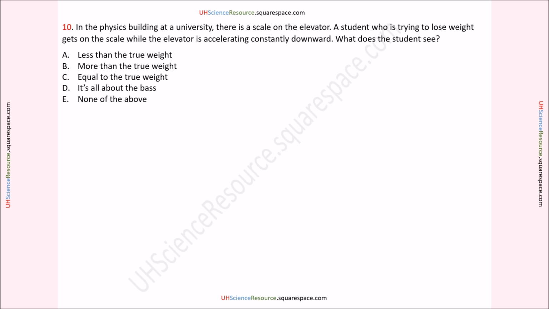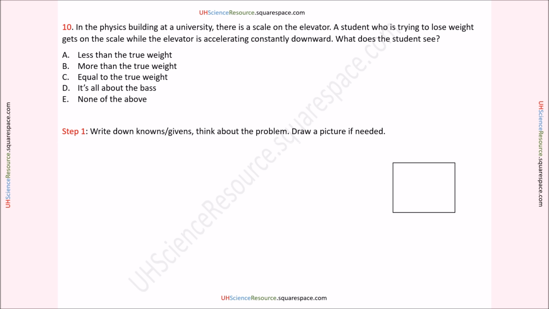This is question number 10. It says, in the physics building at a university, there is a scale on the elevator. A student who is trying to lose weight gets on the scale while the elevator is accelerating constantly downward. What does this student see? Okay, since we're not really given any values, let's go ahead and try to draw a picture to see what's going on.